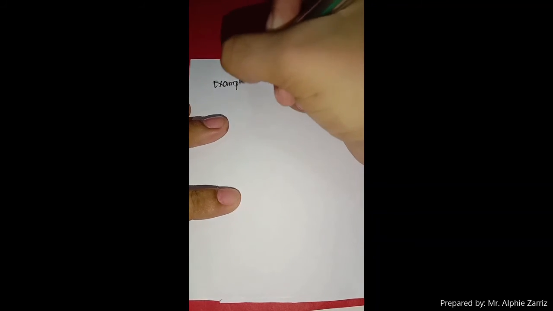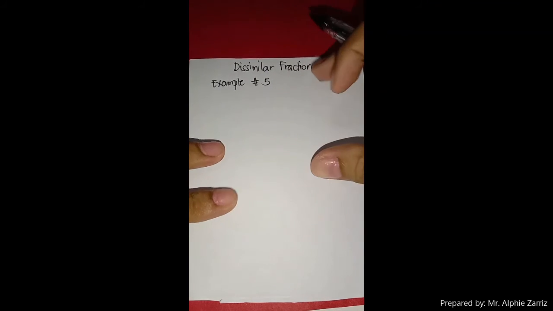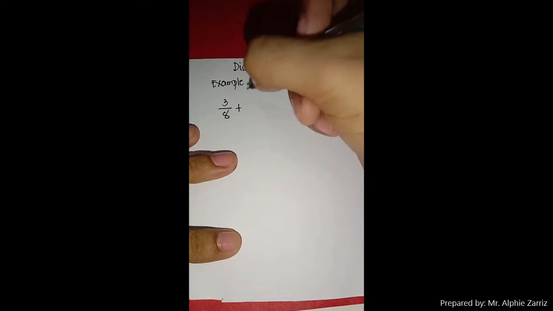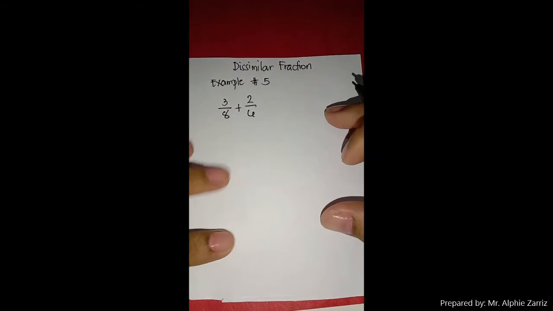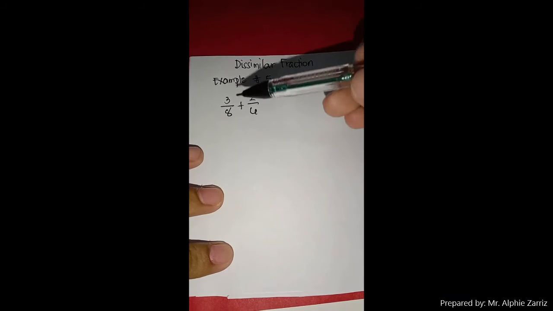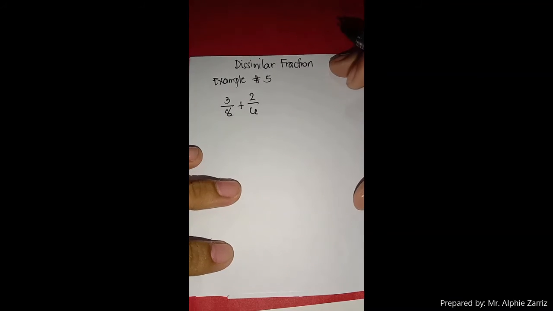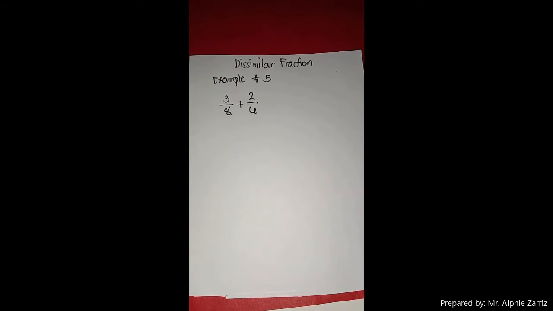So, for example, we have here example number 5. So, take note that this is dissimilar fraction. So, for example, meron naman ako ditong 3 over 8 plus 2 over 6. Okay. So, mapapansin nyo, this is dissimilar fraction since our denominator is dissimilar or hindi magkatulad. So, naiiba yung procedure na to kaysa kanina since kanina naka-similar fraction tayo.